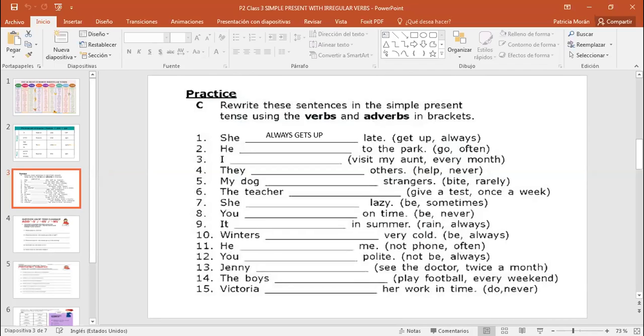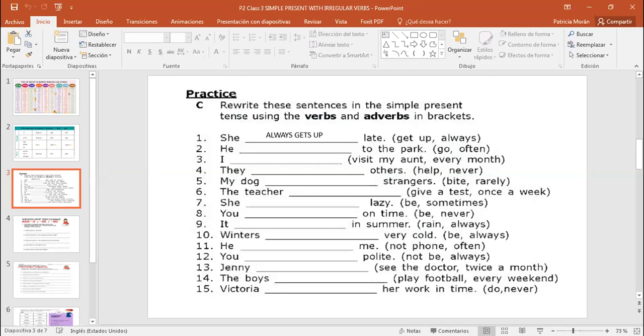We have seen regular and irregular verbs. Hemos visto la diferencia de los verbos regulares y los verbos irregulares. Básicamente los tenemos que aprender de memoria, ¿verdad? There's no other way to learn them. And what I want you to do is to complete this exercise by using the verbs and the adverbs in brackets, right? We already know that an adverb is a word that modifies a verb.